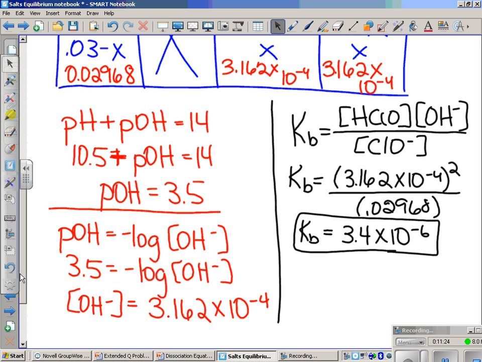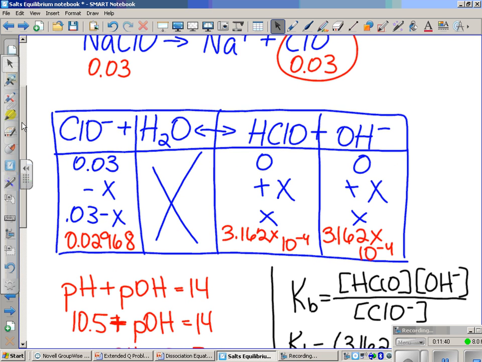Is this calculation right here of Kb new at all? We've been doing that, right? For a while, week or so. Is this right here new? pH and POH conversions? No, we've been doing that since last semester. Is this table setup new? No, we've been doing that for weeks because of last chapter.